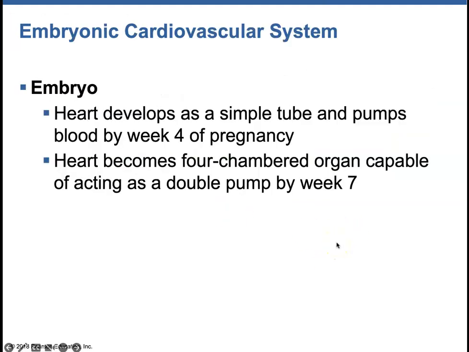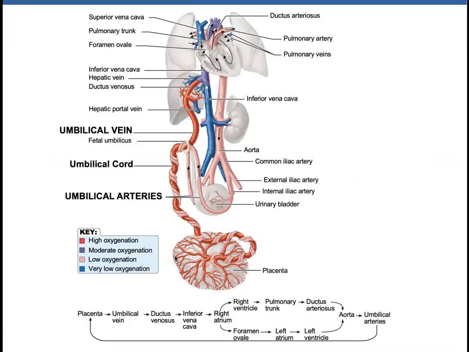Then in our embryos, I just wanted to quickly touch on embryonic development. We have a heart right about week 4, and it's pumping by about week 7. Adaptations occur within the circulatory system of the fetus. We have our placenta, and this is the filter.